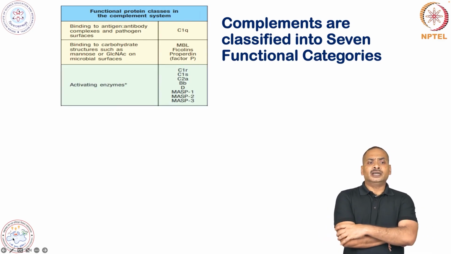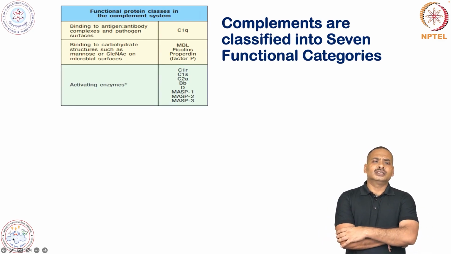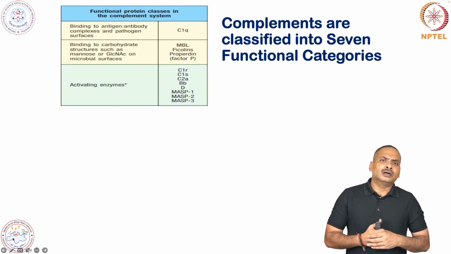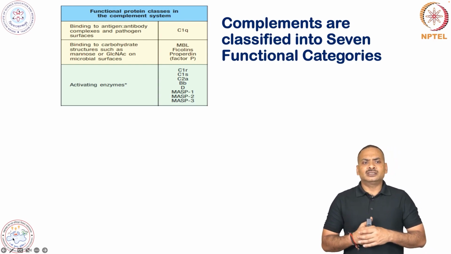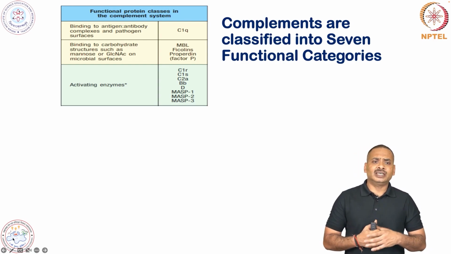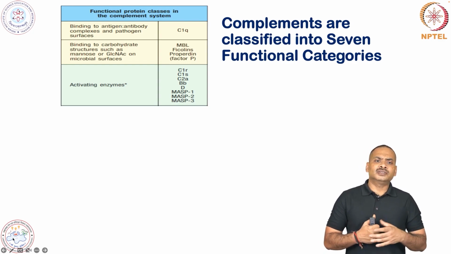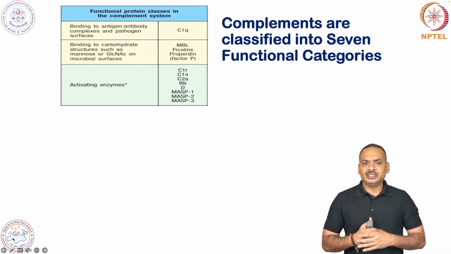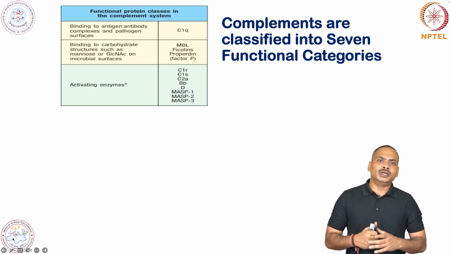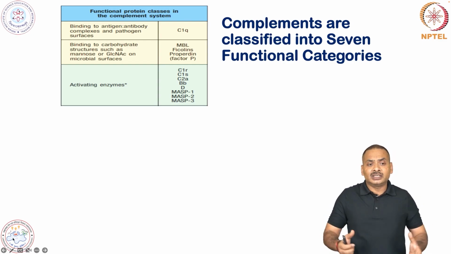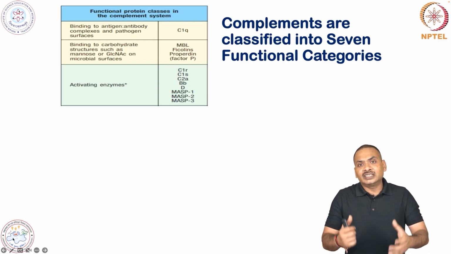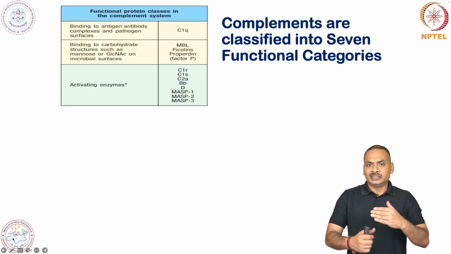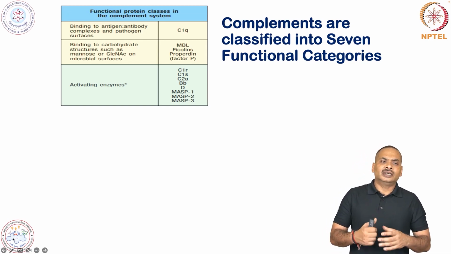Another is activating enzyme. So there are complements which basically activate the enzymatic activity, like C1r, C1s, C2a, Bb, capital B, small b, factor D, MASP1, MASP2, MASP3. So these basically activate the enzymes. Okay, they trigger the enzymes.